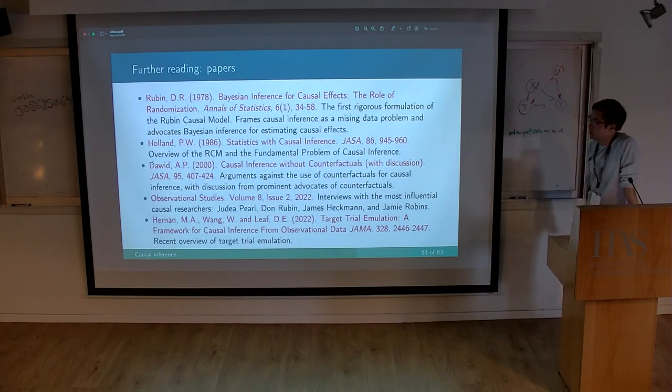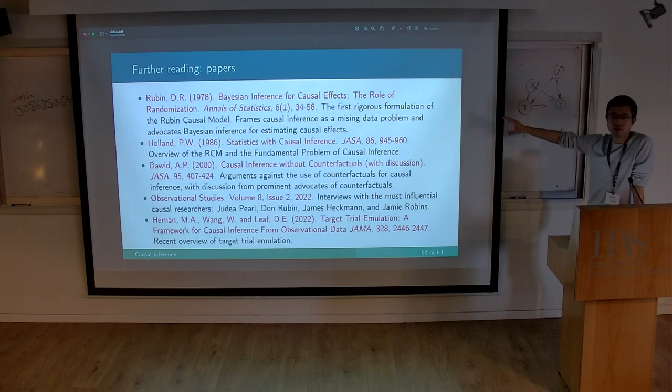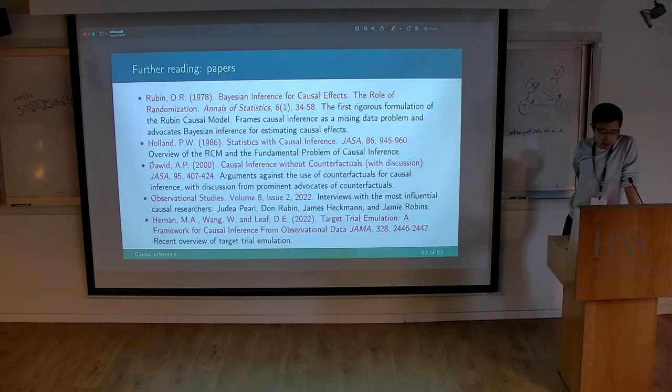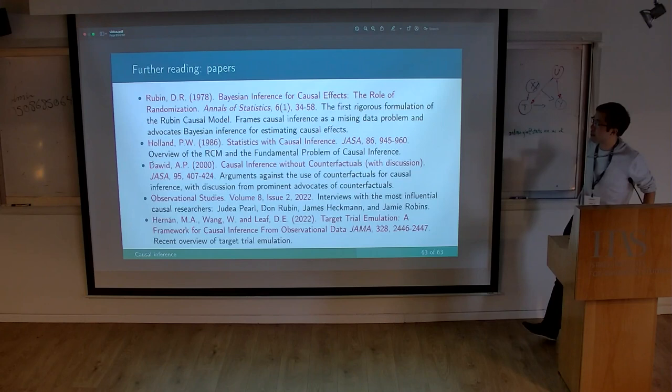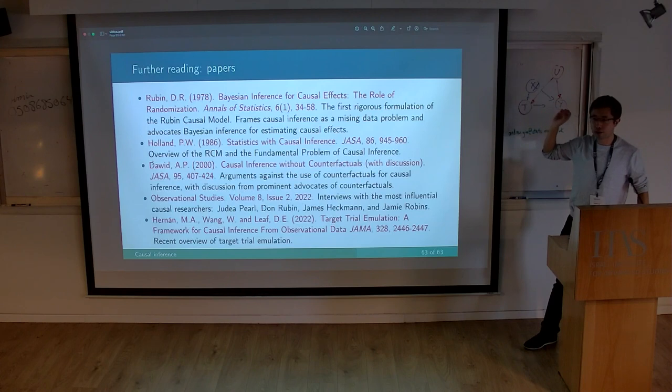In terms of papers, the first paper is by Don Rubin. This is the guy who came up with the Rubin causal model. He didn't call it that, but he came up with the idea of using potential outcomes for observational data, and framing causal inference as a missing data problem. And then this paper by Holland is where he named the concept called the fundamental problem of causal inference, which Chris and I both mentioned, where you never observe more than one potential outcome.